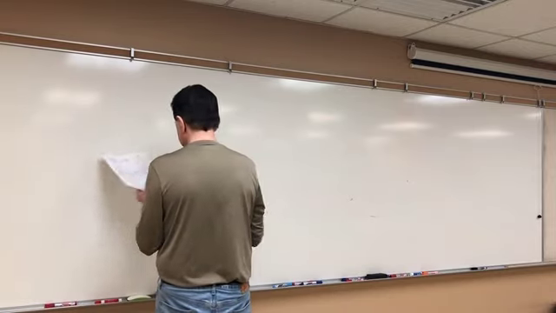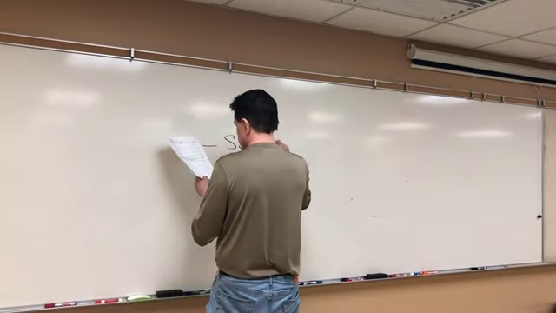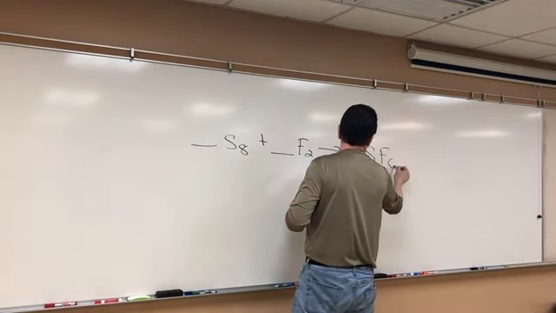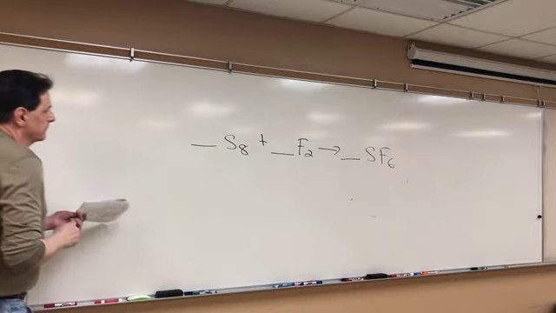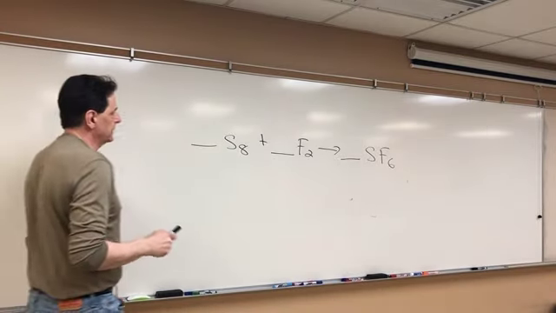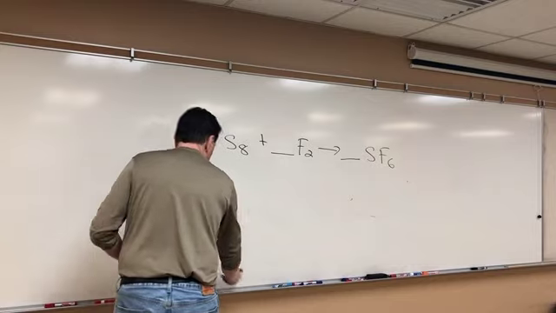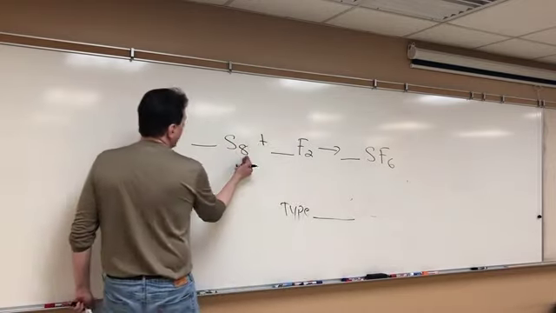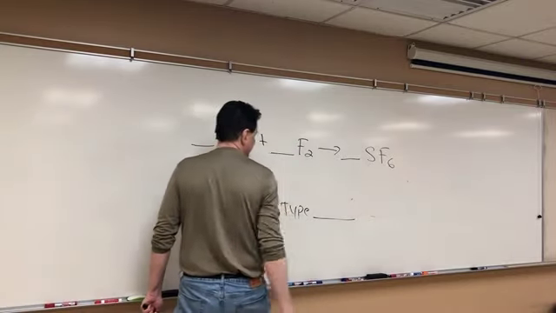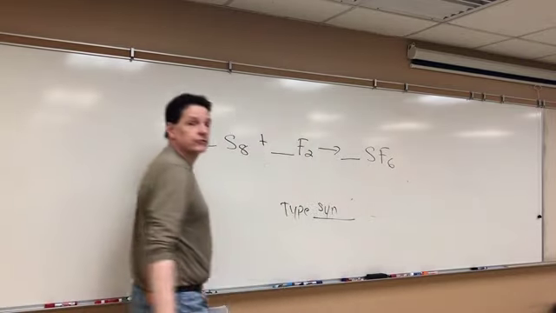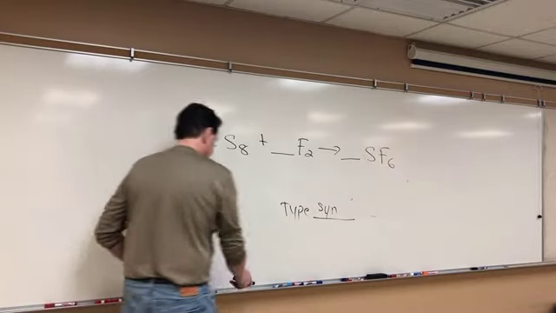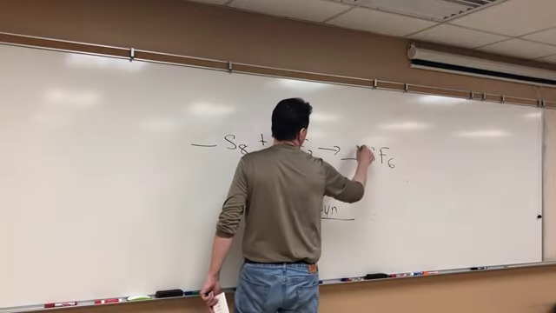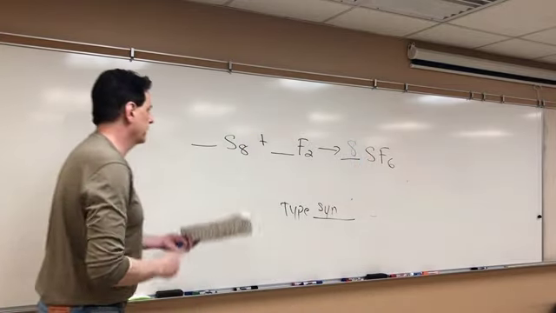Next up, S8, sulfur plus fluorine makes sulfur hexafluoride. First up, let's type it. A plus B makes AB. That's going to be textbook synthesis. So I'm going to count it out. We've got 8 sulfurs here, 1 there. I've got to fix that number before I go anywhere.